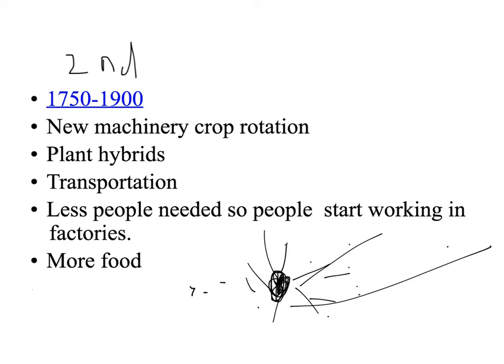So less people are needed to farm, so people can start working in factories, and this helped the development of the entire country. There's more factories, more inventions, more things are made, and it's not just like to where everybody's working on getting food. They can do other things. And so there's more food.